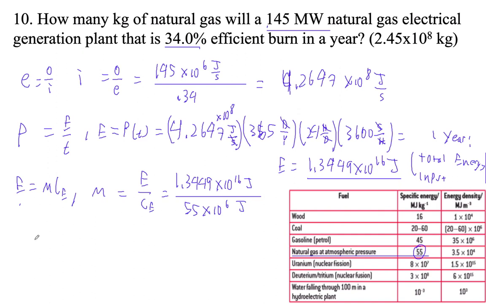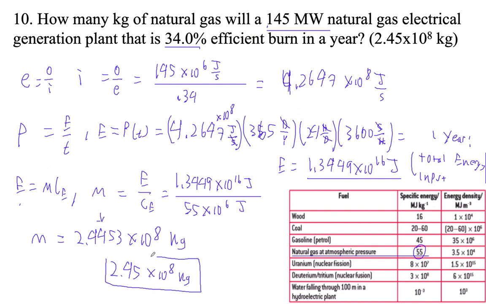And I get that the mass is 2.4453 times 10 to the 8th kilograms. And I guess if we rounded it to that place, we'd have to say 2.45. That's just an astounding amount of natural gas. But anyway, there we go.